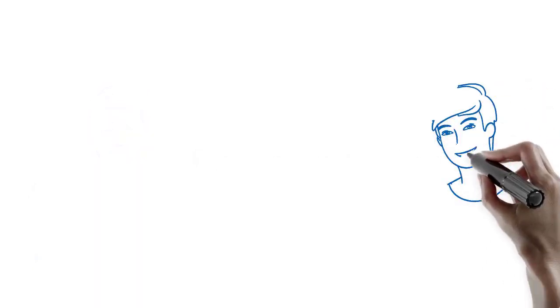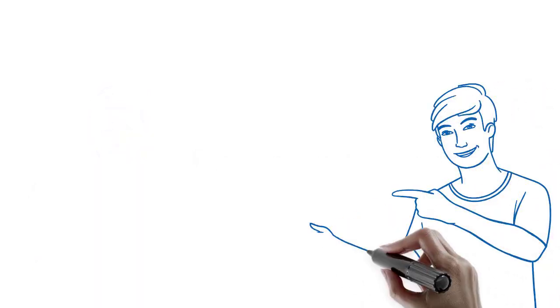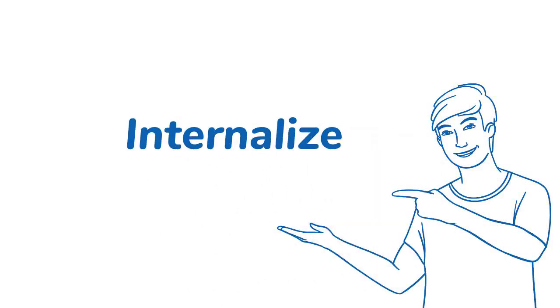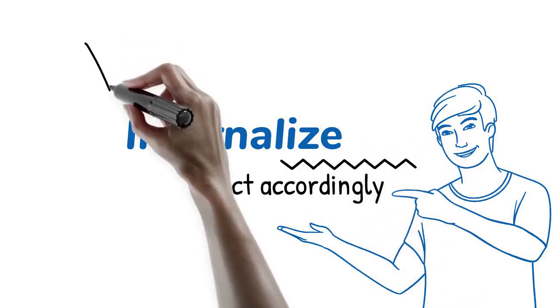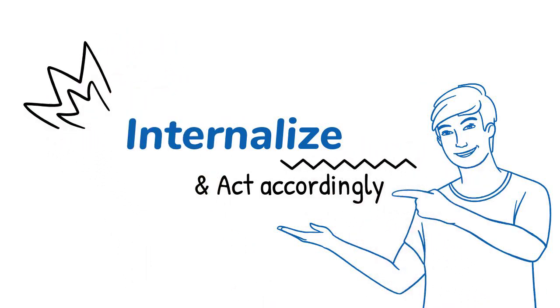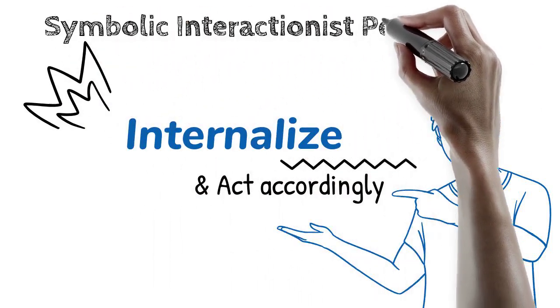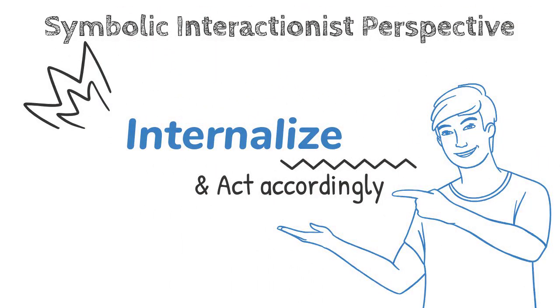Labeling theory explains how being labeled by society, especially in a negative way, can lead people to internalize that label and act accordingly. It's a key part of the symbolic interactionist perspective, where meaning is created through interaction.